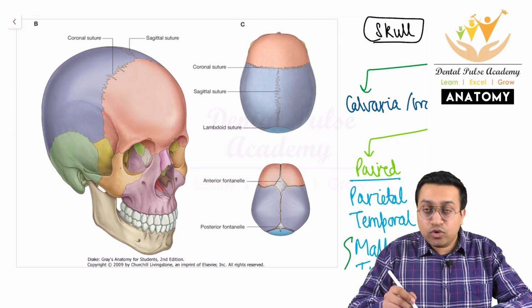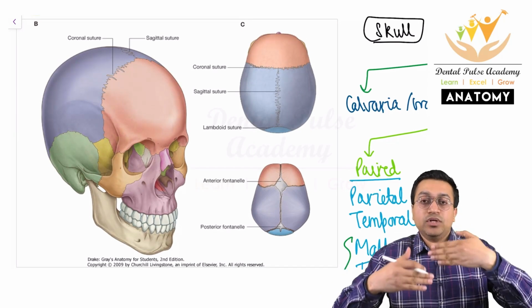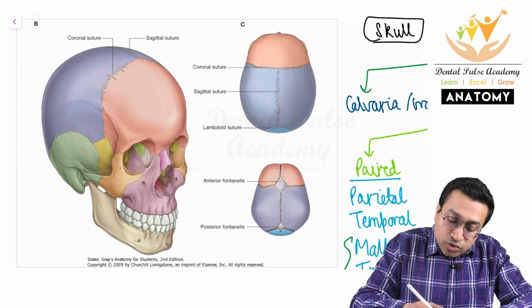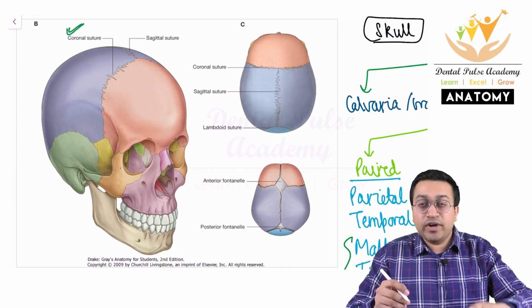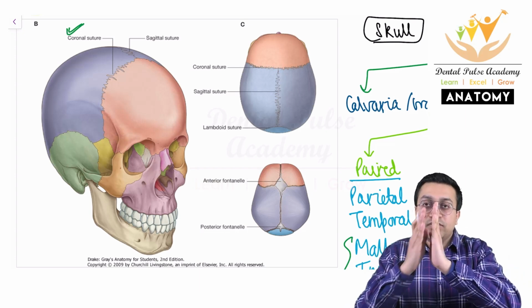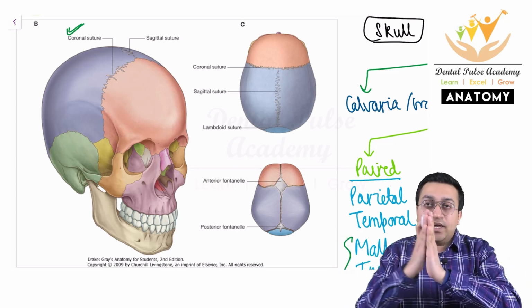See this image. I hope you know, when you are sitting and there is a wall in front of you, that is the coronal suture. So you can remember this is the coronal suture, dividing the body into the anterior and the posterior halves, whereas the sagittal suture is dividing it into the right and the left side.